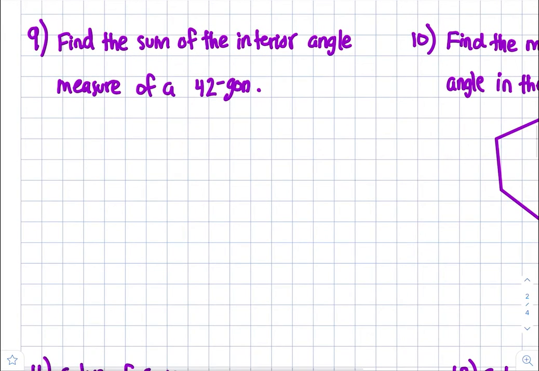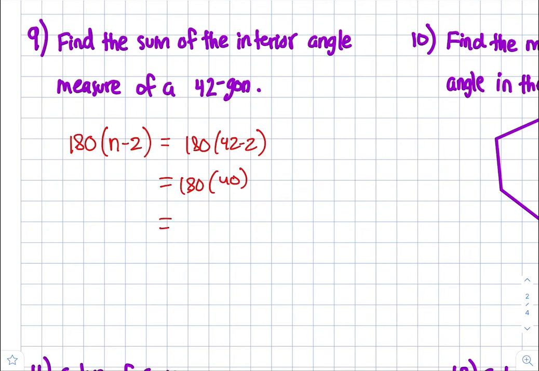Alright, number 9. Find the sum of the interior angle measure of a 42-gon. So the formula for the sum of any interior angle of a polygon is 180 times n minus 2. And remember, n is the number of sides. So 180 times 42 minus 2. 180 times 40. 40 times 180 is 7,200.